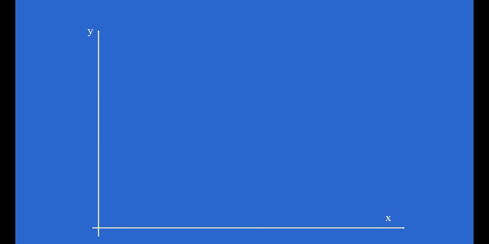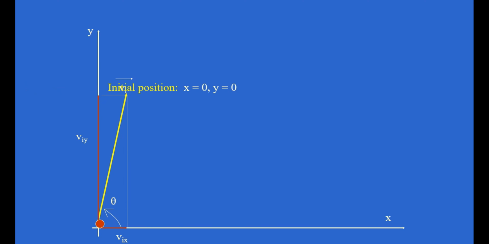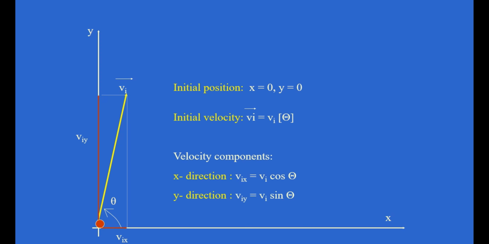This is a frame of velocity components. This is the angle theta. Now initial position x equals 0, y equals 0. Initial velocity v naught equals v naught at angle theta. Velocity component in the x direction vx equals v naught cosine theta, and in the y direction vy equals v naught sine theta.